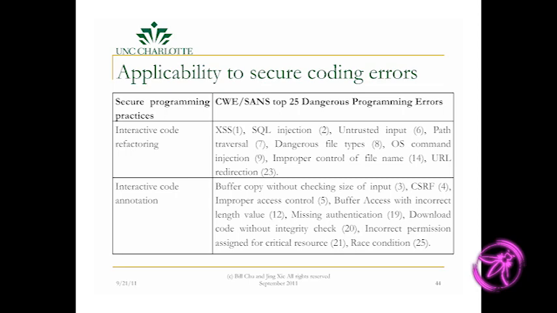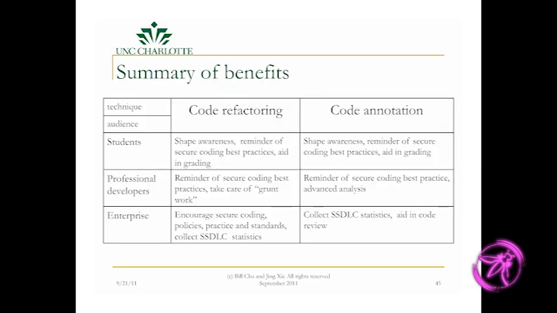And we did a very quick analysis of SANS top 25 dangerous programming errors, and we said, okay, we've got these 2 approaches, interactive code refactoring and interactive annotation. What sort of things might we be able to help with? We identified things where this might have some impact. It doesn't solve all problems in all cases, but at least in some aspects one of these approaches could have helped.